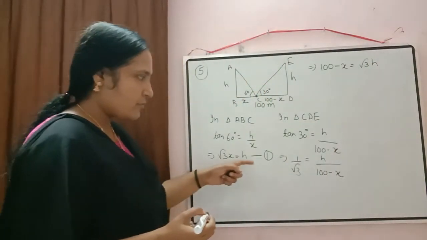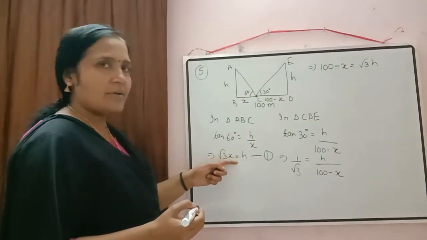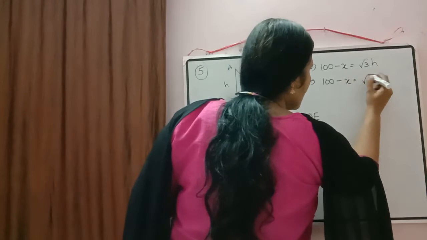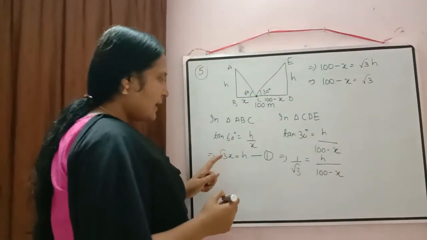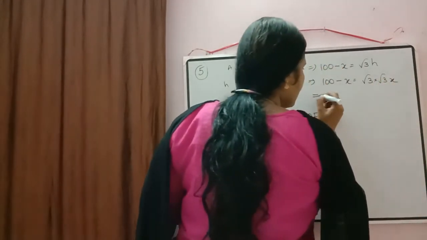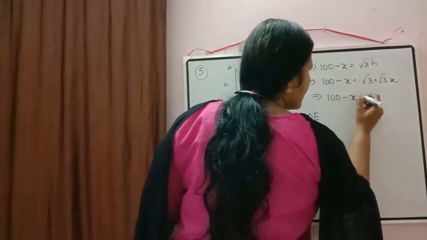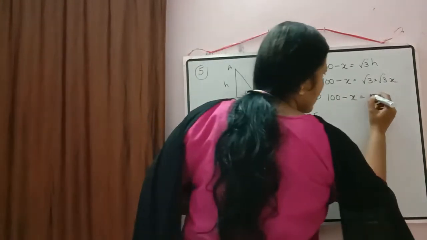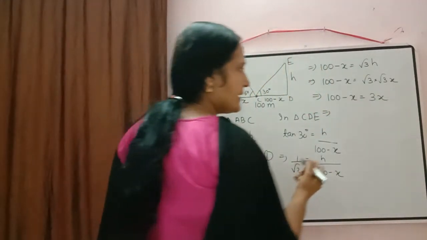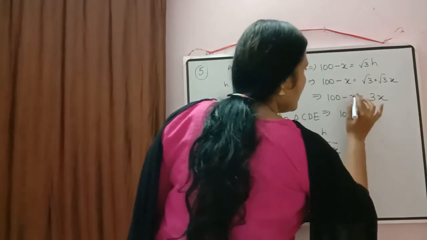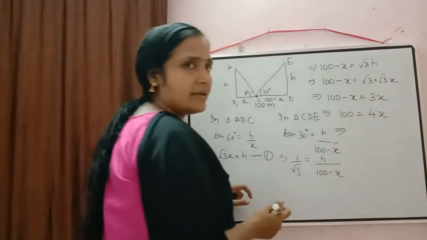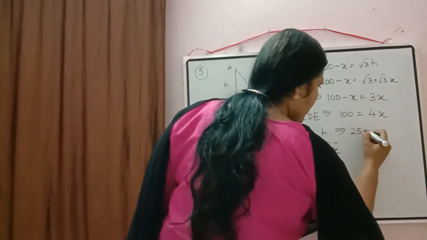And from equation 1, what can we substitute for h? h is equal to root 3x. So in place of h, we can substitute root 3x. Root 3 is already there, and in place of h we substitute root 3x. Then we will get 100 minus x is equal to root 3 into root 3, which is 3, so we get 3x. Now I am shifting this x to the right hand side. Then we will get 100 is equal to 3x plus x, that will be equal to 4x. Then x is equal to 100 divided by 4, that will be equal to 25.